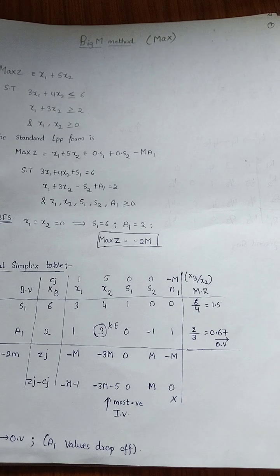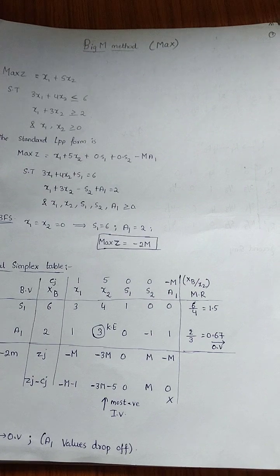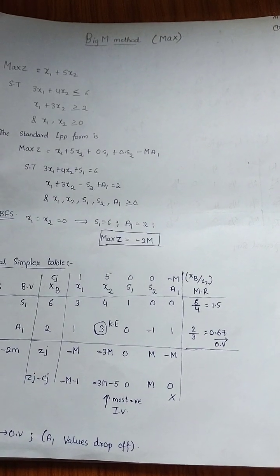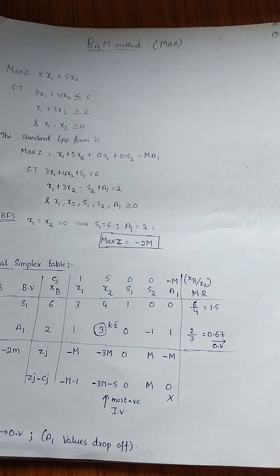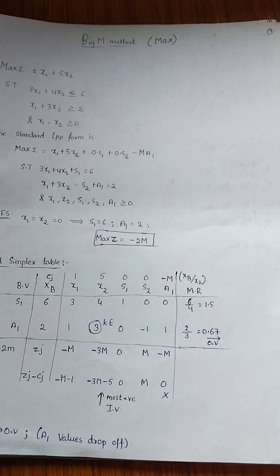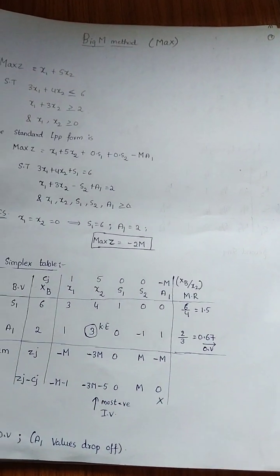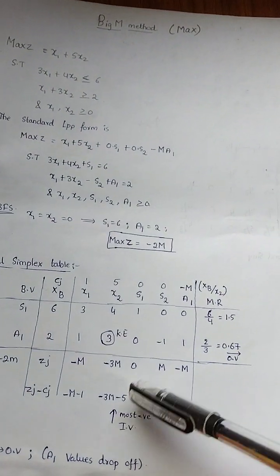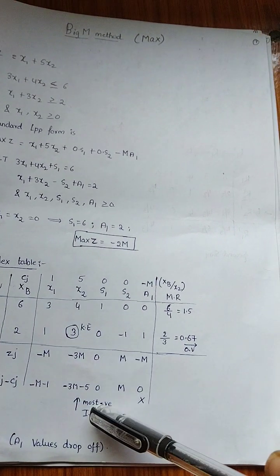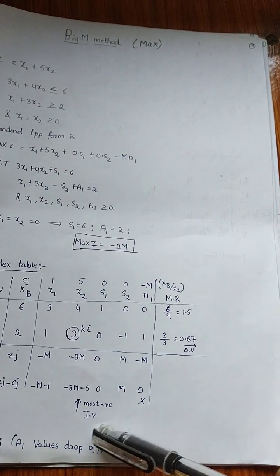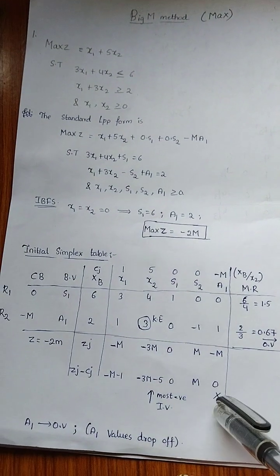That means M you can take as 10 or 15 or anything. Largest penalty means you can take it as 100 or 200 or 300, like that, anything. So we are going to give M as the biggest penalty. So here, if you substitute the value of M as 100, you are going to get minus 305. So this is your most negative value. Yes or no? So this is your incoming variable.